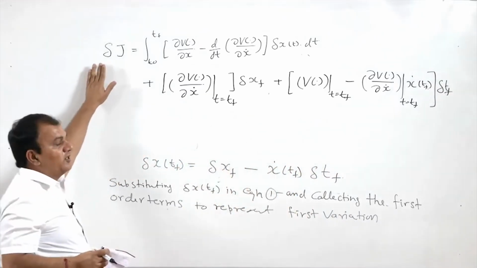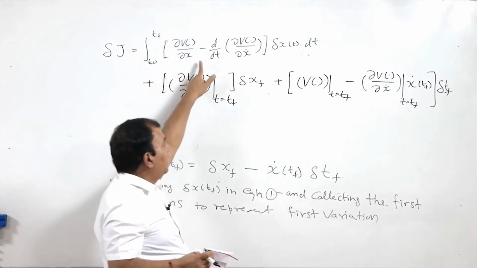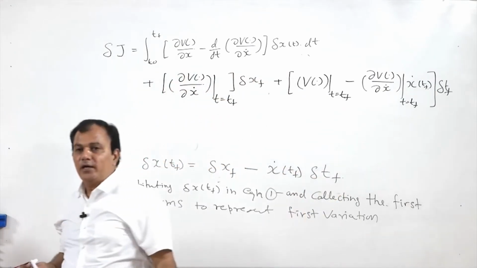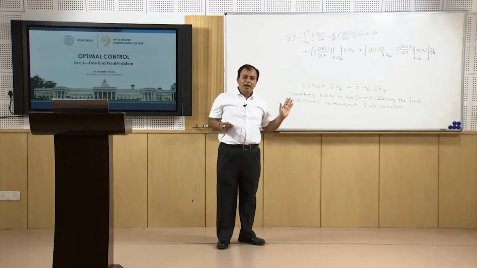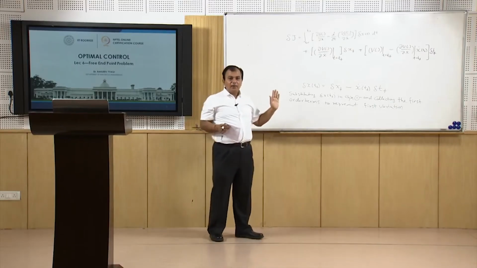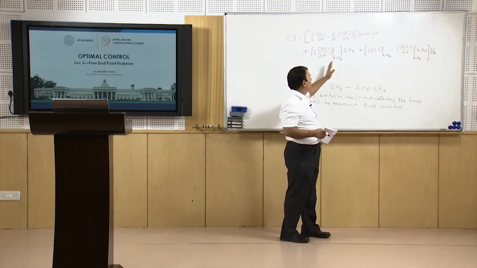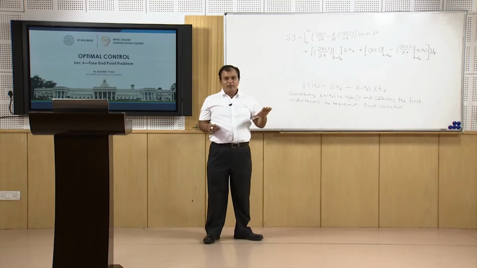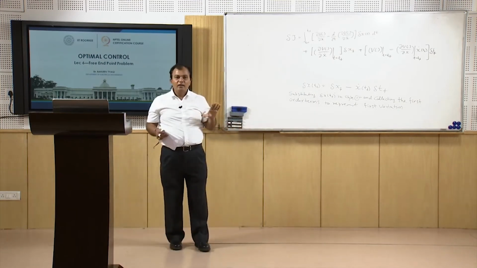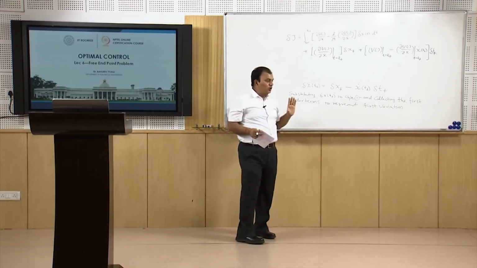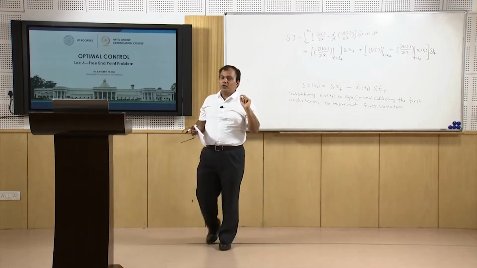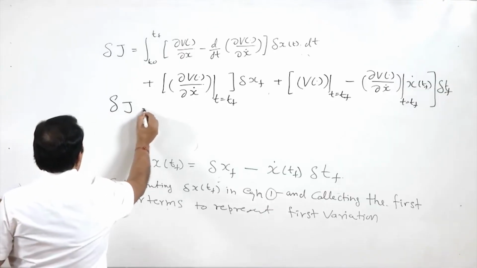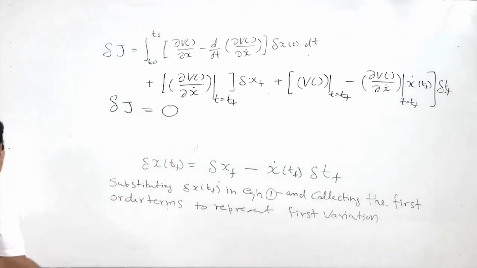So, this is my first variation, which will contain the first one differential equation, and the last terms will represent the boundary condition with the variation in x T f as well as the variation in the T f. Now, to minimize our functional as per our fundamental theorem, my first variation must be equal to 0. So, this delta J we can equate to 0.